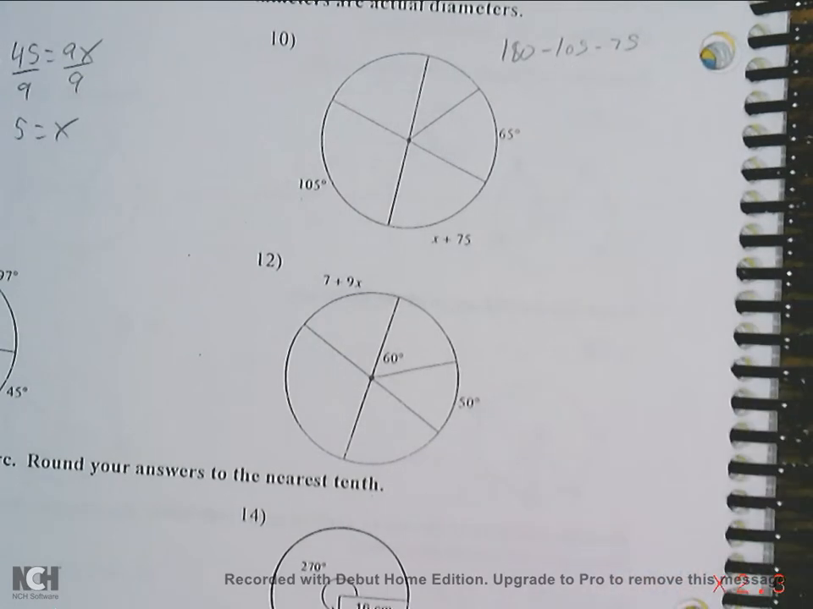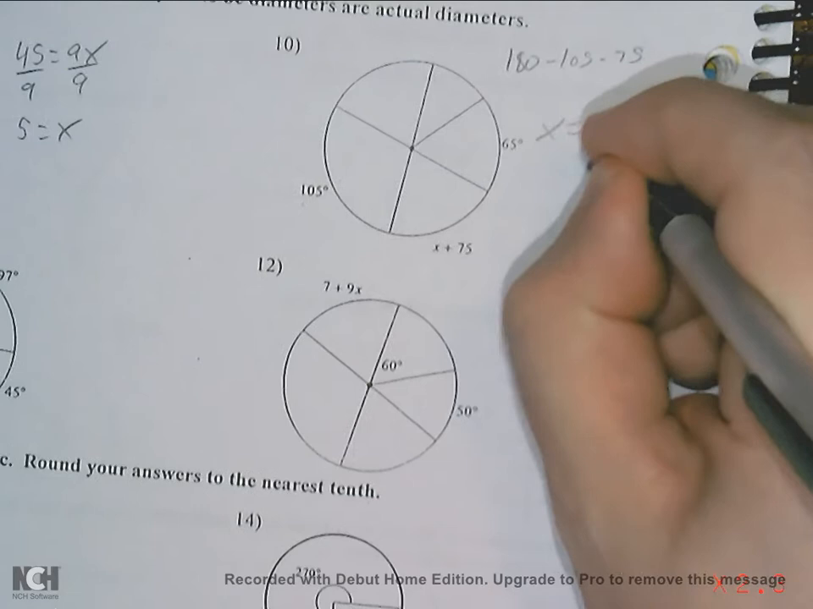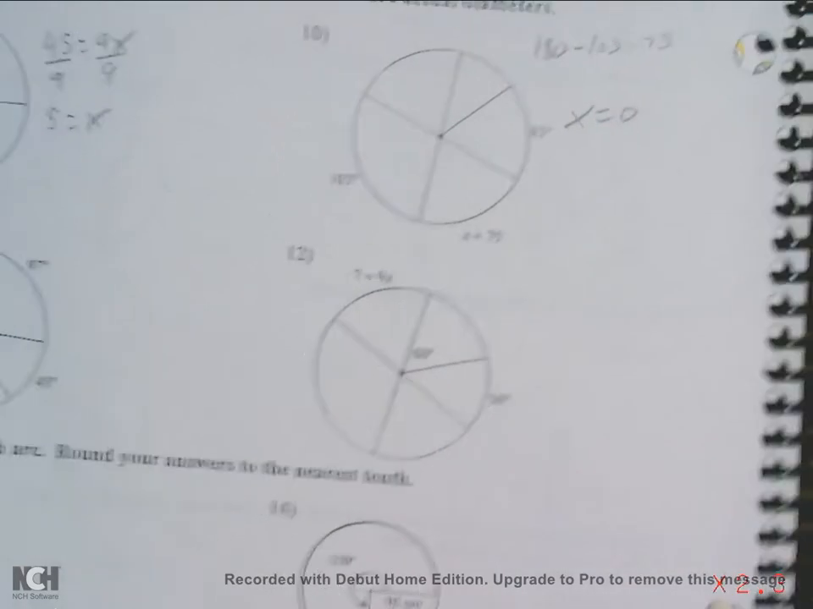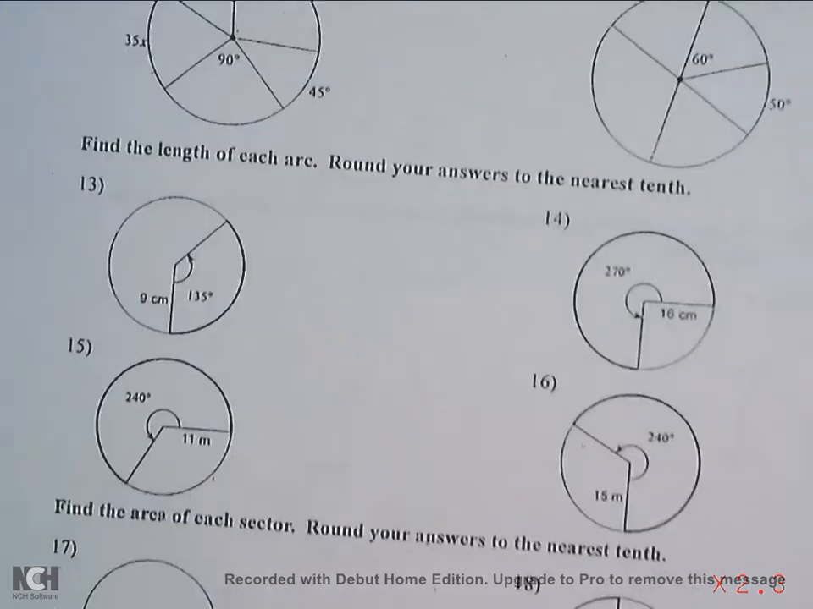Minus 75 is going to be 0. X is equal to 0. That was a tough one. Very, very tough. Okay, the next one, this is where we're going to probably spend most of the time here.